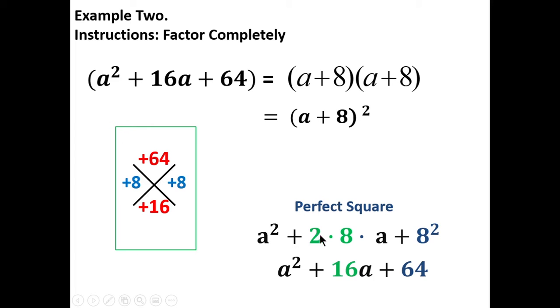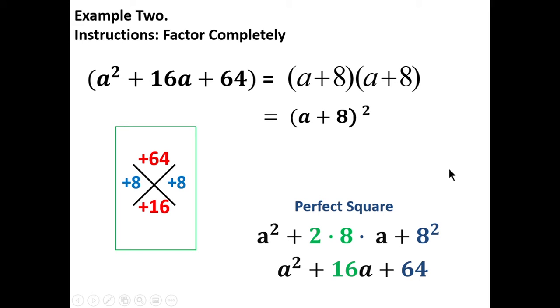And again, notice, because it's a perfect square quadratic, the middle term is 2 times the number from inside the parentheses. 2 times 8 is 16. There's your 16 right there from the original quadratic. And the last term of the quadratic, the 64, it's the 8 from inside the parentheses, 8 squared gives you the 64. And that's always the case with perfect square quadratics. The middle term is 2 times the number inside the parentheses. The number at the end of the quadratic is the number inside the parentheses from the factor, squared.